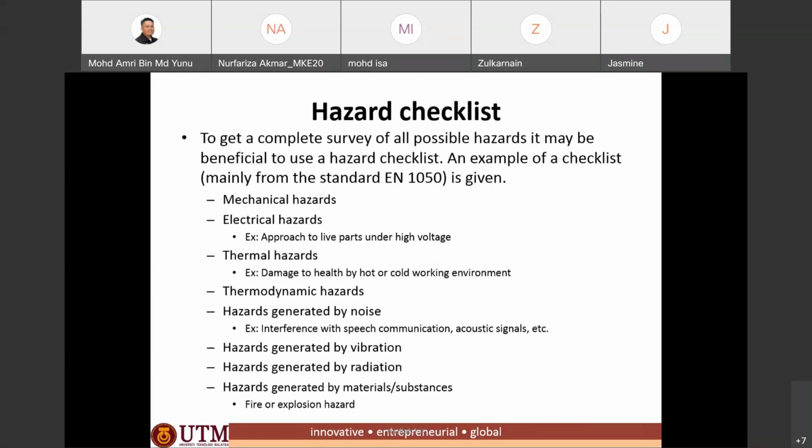So this is the hazard checklist. I've given you some idea before of the types of hazard. This is an elaboration of the hazards: physical hazards, like mechanical hazard, electrical hazard, thermal, vibration, radiation. This is mainly physical hazard, but don't limit yourself to this. You can expand to chemical hazard and noise hazard.